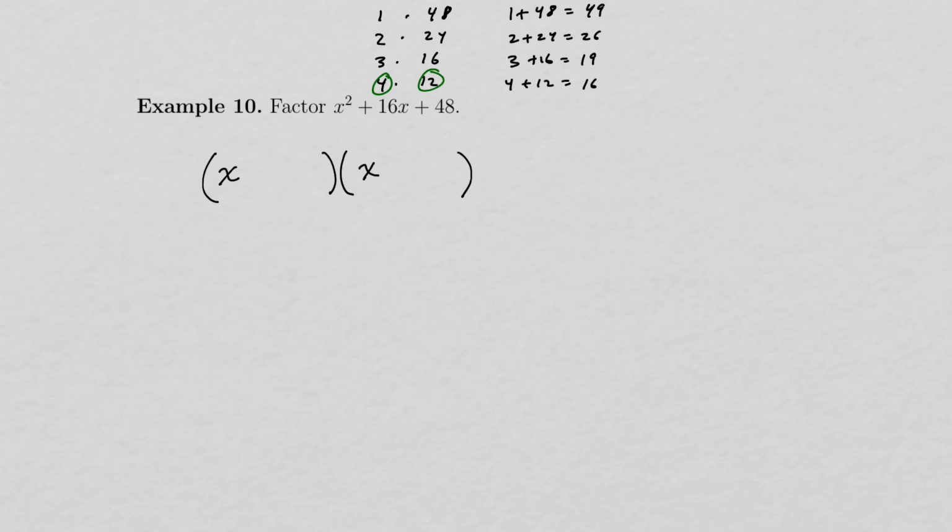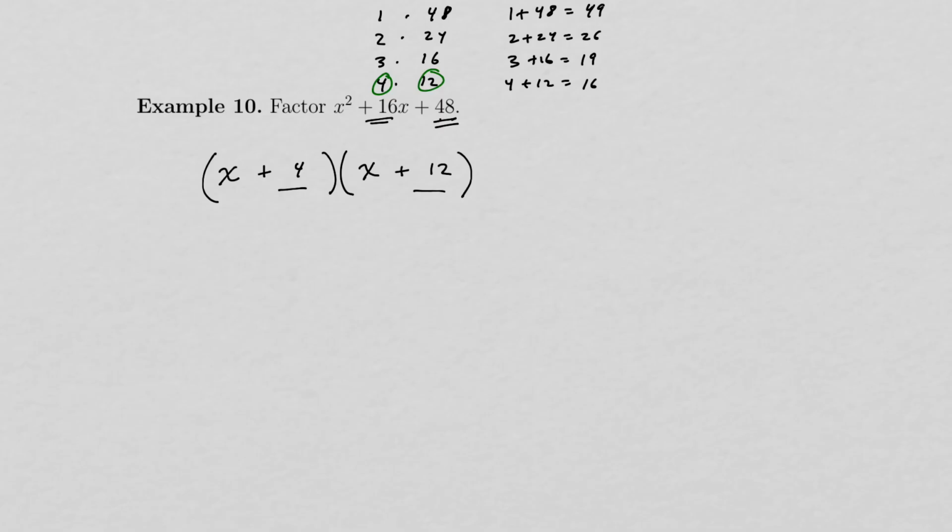So how do I figure out these two numbers? Well, here's where I'm looking for two numbers that, when multiplied, give me C, 48, and when added, give me the B term, positive 16. Well, we just found those, right? It's positive 4 and positive 12. And it doesn't matter what order I put them in, so I'll just write the positive 4 first, and then the 12 over here. Okay, how do I check to see if this is correct?